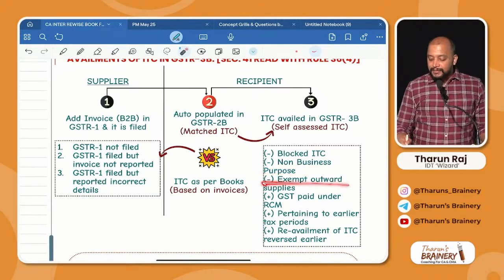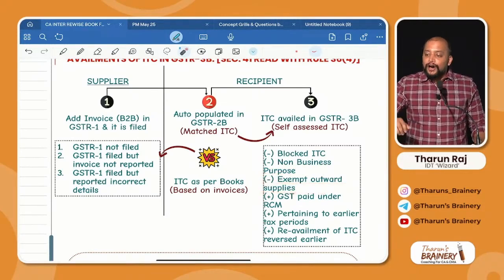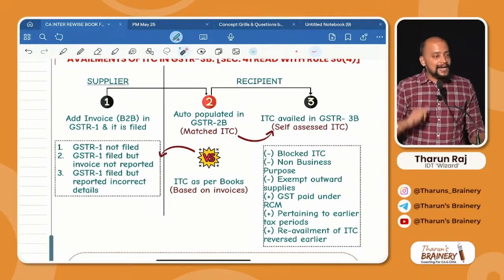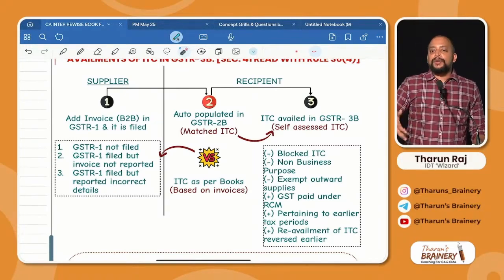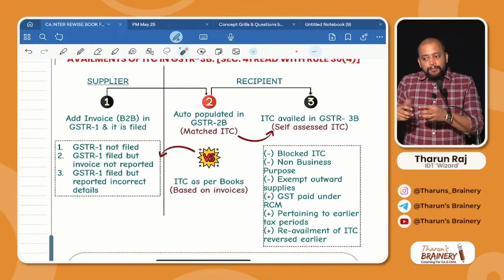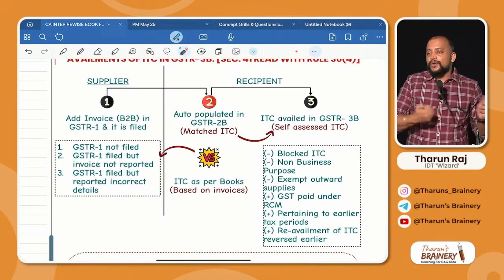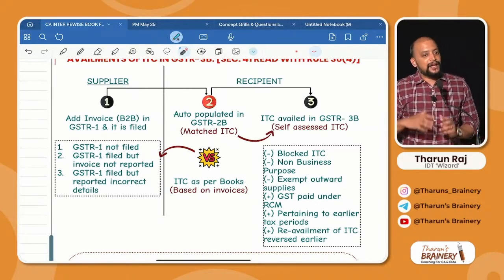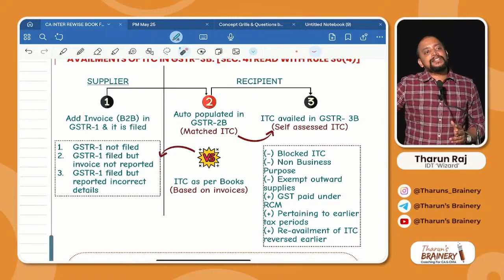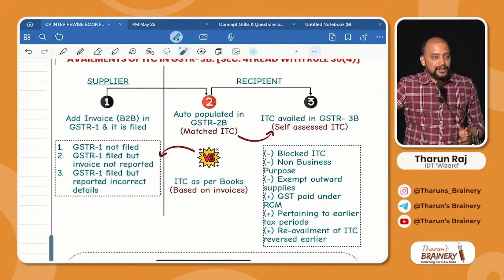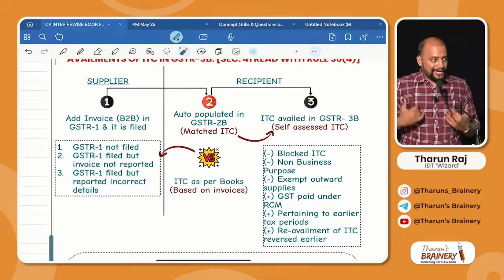Then exempted outward supplies, that is, my inward supplies are used for exempted outward supplies. Can I take the credit? No, I should not take the credit. Why like that? Because when my outward supply is exempted, am I paying tax or not paying tax? I am not paying tax, then how can I enjoy the ITC on my inward supply? So I should not take it. But the portal doesn't know whether my outward supply is taxable or exempted. So for that reason, they will give me credit in 2B, but I should not take it.